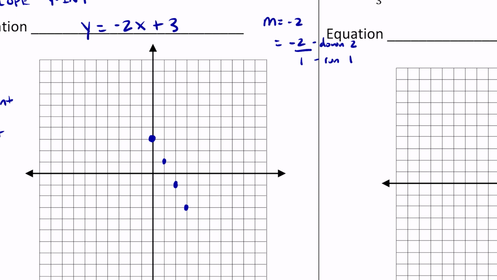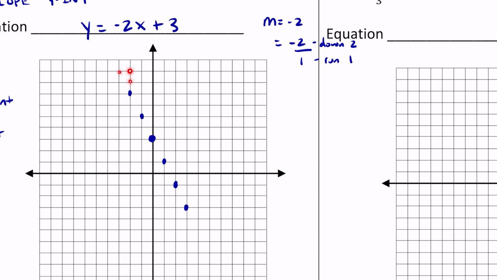Then I'm going to go back to my y-intercept and do the opposite of what I just said. I'm going to go up 2, then left 1. So you see that? 1, 2, I'm going up 2, left 1. That's where I'm putting my point. Again, I'm going to go up 2, then left 1, and this is where I'm going to put my point.